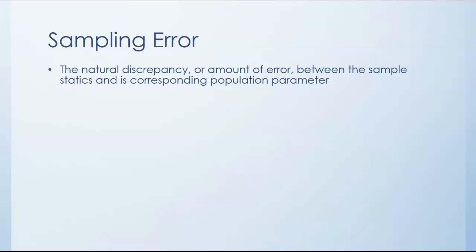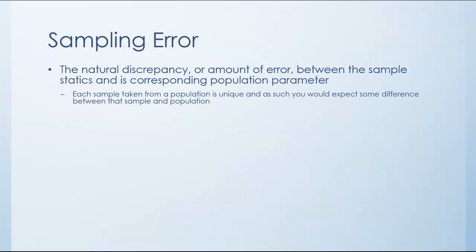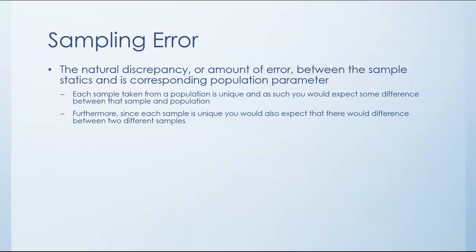Basically what this is talking about is that every sample we take from a population is unique and different. And because of that, we would expect there to be some differences between the samples. Some differences in the mean, some differences in the standard deviation. You wouldn't expect that every single sample that you pull would match your population perfectly. That's just not reality.